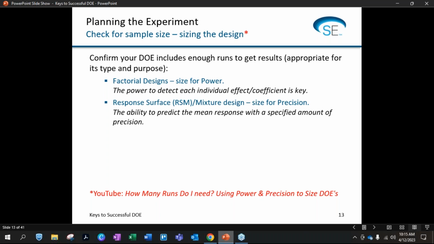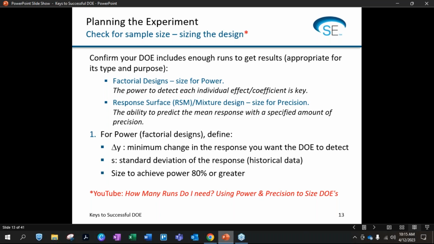So here is where I need to give you a reference. A great reference for this whole topic, definitely not enough time to cover it here, is a YouTube video, How Many Runs Do I Need? Using Power and Precision to Size DOEs. So I'll give you just a brief overview here, but mainly you're going to want to go to that additional reference.